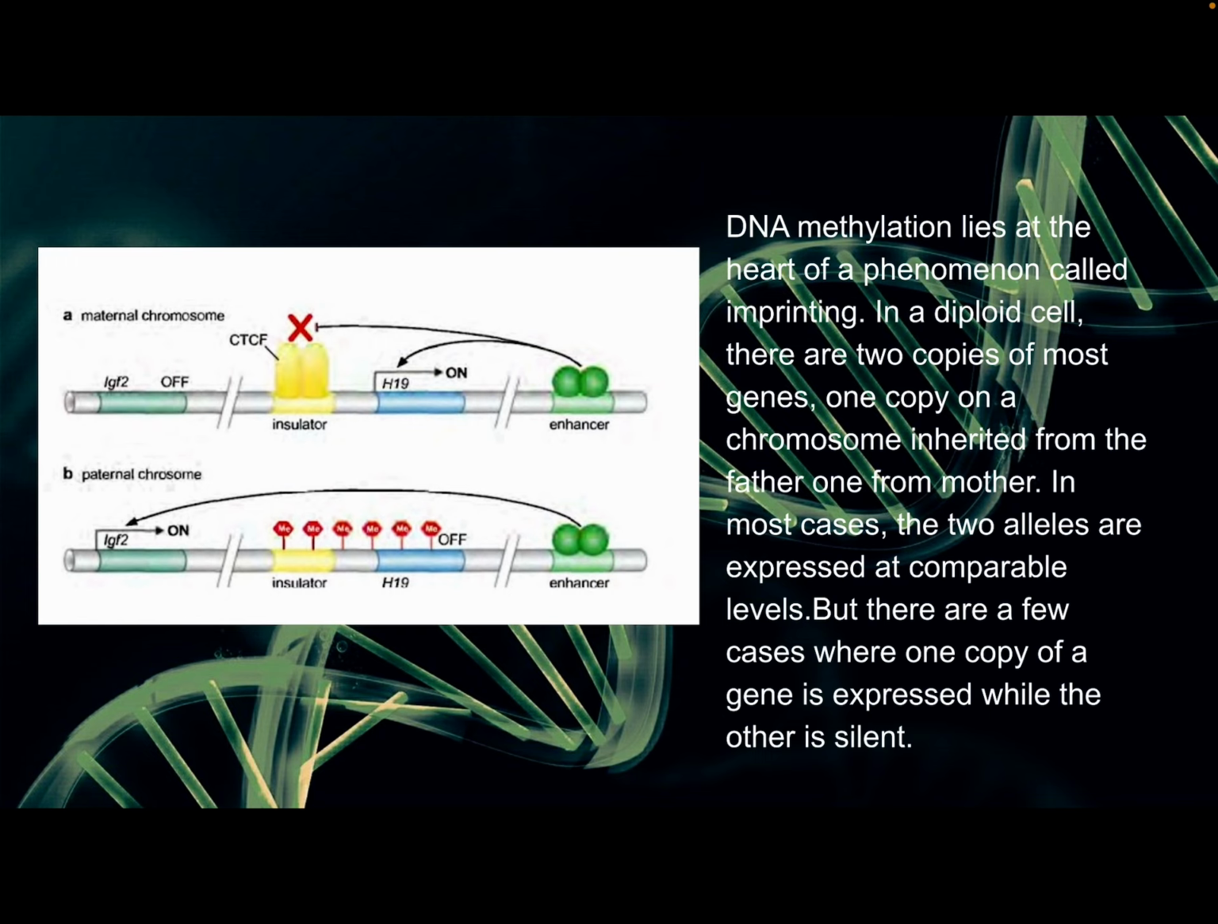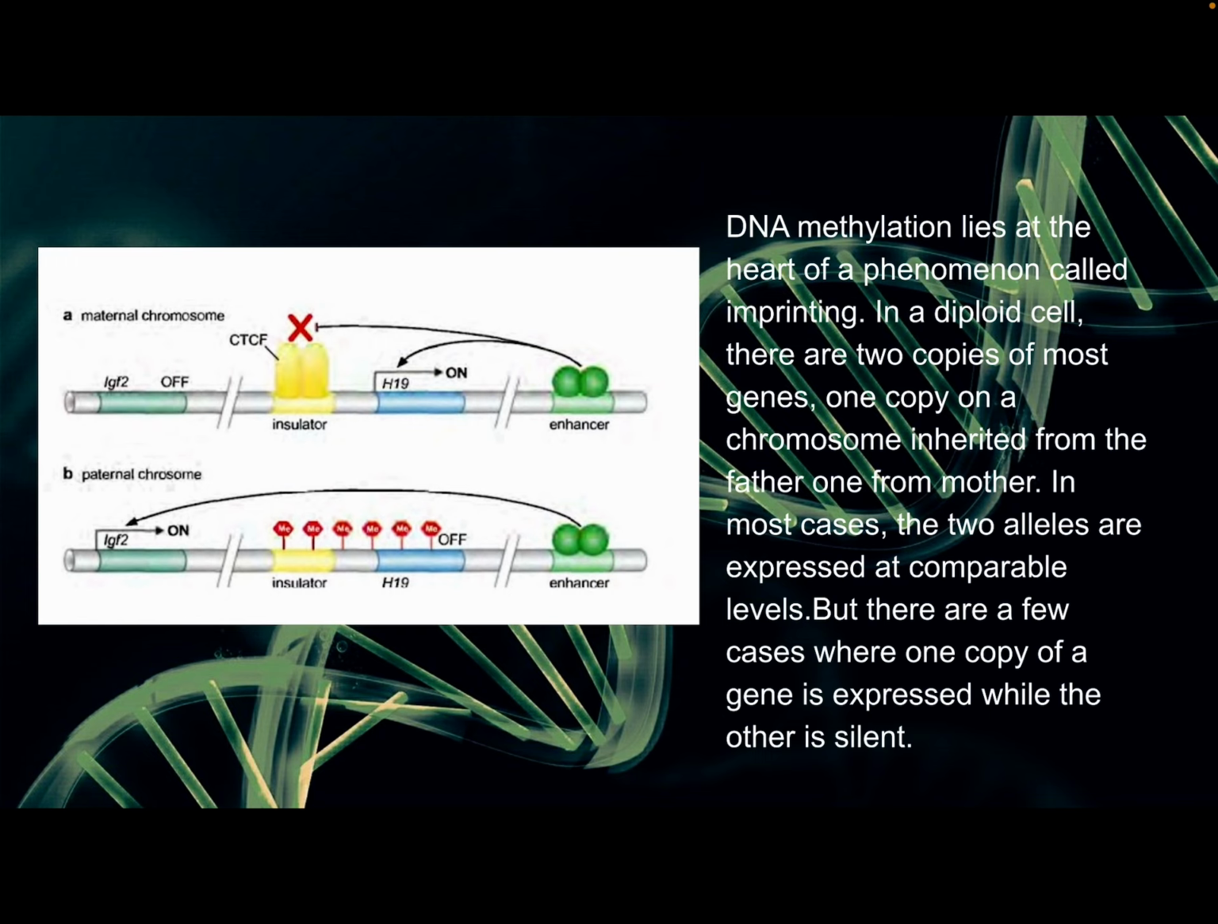Two well studied examples are the human H19 and IGF2 genes, which is shown in the figure. These are located close to each other on the human chromosome number 11. In a given cell, one copy of H19 that is on the maternal chromosome is expressed while the other copy on the paternal chromosome is switched off. For IGF2, the reverse is true. The paternal copy is on and the maternal copy is off.